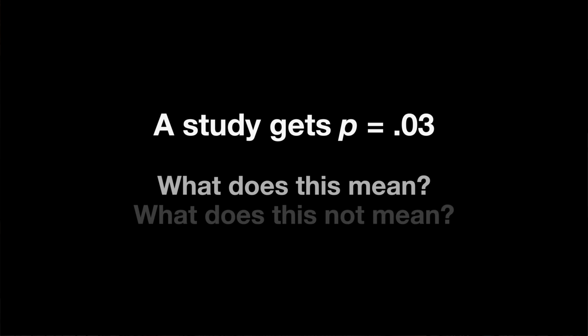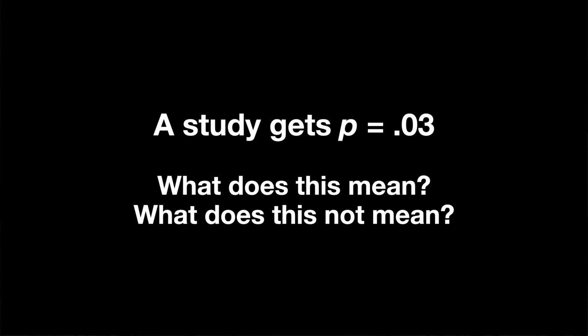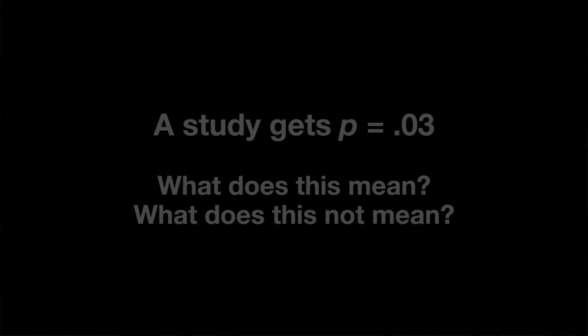Let me give you a quick check question. This is the kind of thing you need to be able to articulate clearly. A study gets p is equal to 0.03. What does this mean? And this is the most important part. What does it not mean?